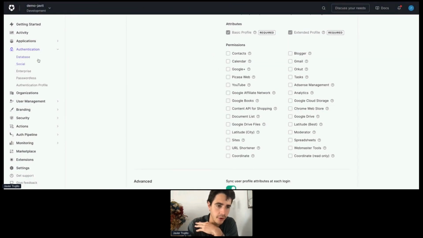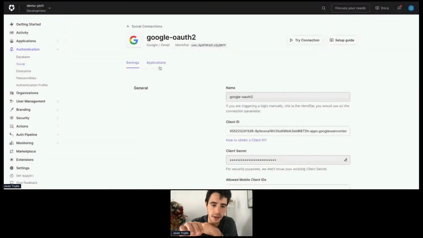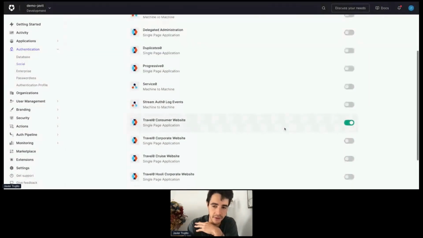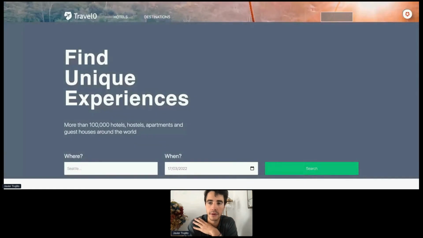Now, when you enable this, if we want to make use of these connectors, you have to choose the application for which this connection is a valid authentication method. In my case, I have this Travel Zero application, which I can show you in a second. This is a demo app that I typically use for my customer calls. Now that this is enabled, this is the application itself. It's just a demo app.